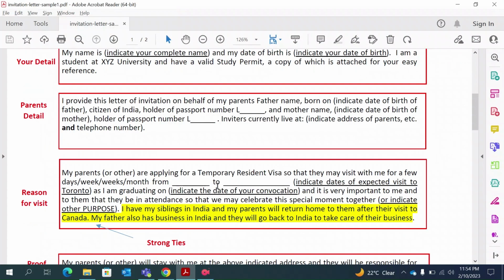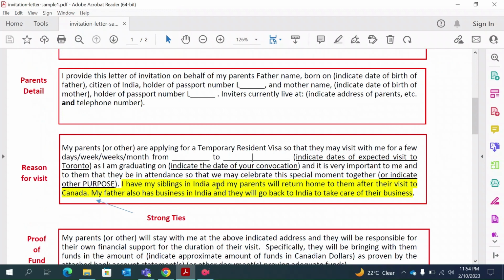So we have mentioned from this to that day, when they will be leaving and how long they will be staying. However, there is a very important point that I want to tell you, that is about strong ties. So look, in the visa officer's mind, any person who is coming to Canada is a potential immigrant. They may settle in Canada permanently. So you should have a strong reason to go back to your home country.